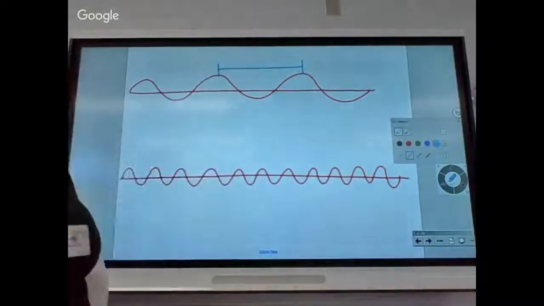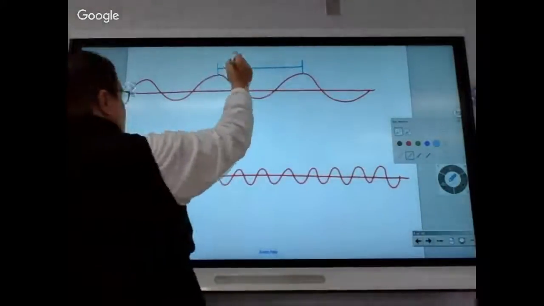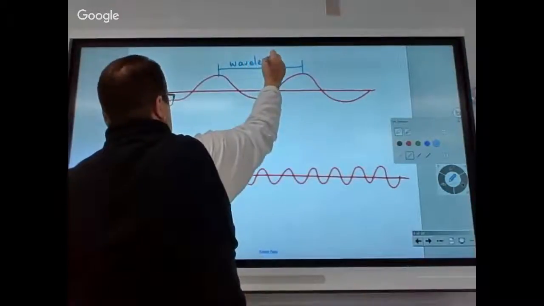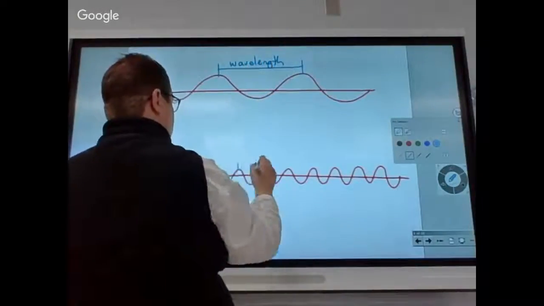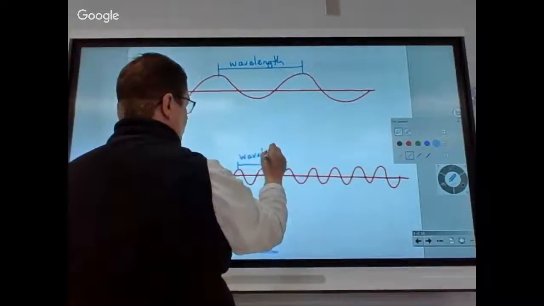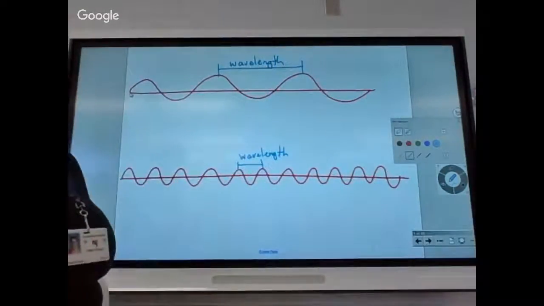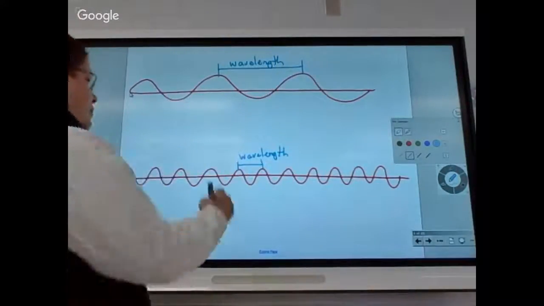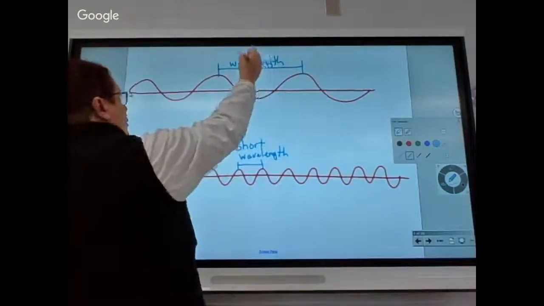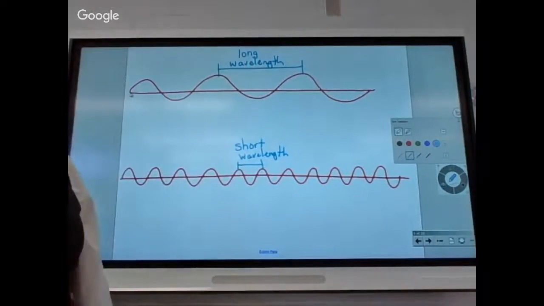All right. So when we look at that, we can all agree this is wavelength, right? What can you tell me about that wavelength versus that wavelength? Okay, so this one's a short one. And this one is a long one. Now, that's long, that's short. Everybody okay with me on that one?